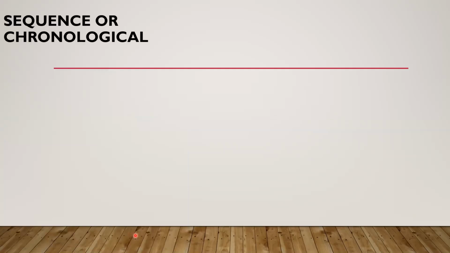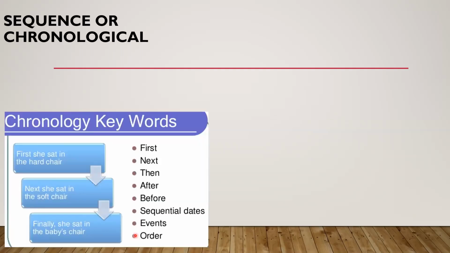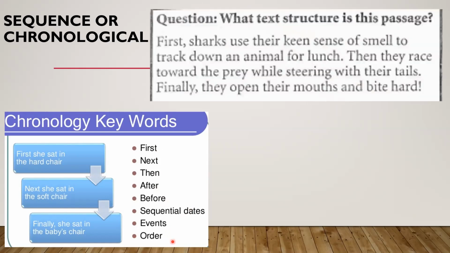The next text structure we're going to look at is sequence or chronological. Basically, this is the steps or the process of what you are talking about. Usually you use first, next, then, after, before, or you use dates, events, or the order of something. So here's the passage that goes with this. First, sharks use their keen sense of smell to track down an animal for lunch. Then they race towards the prey while steering with their tails. Finally, they open their mouths and bite hard.